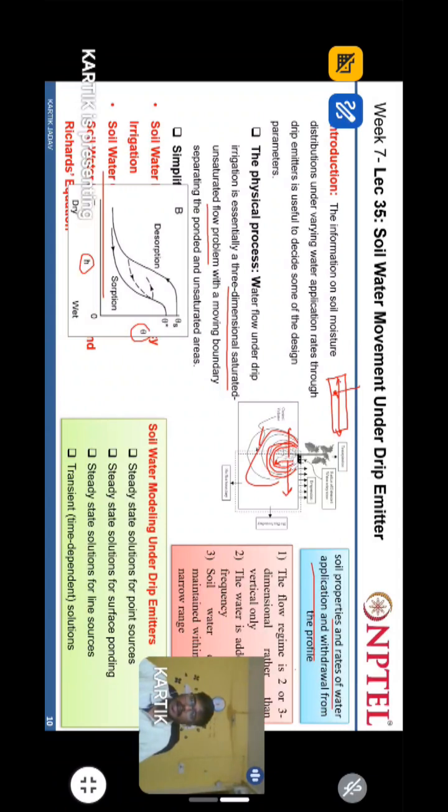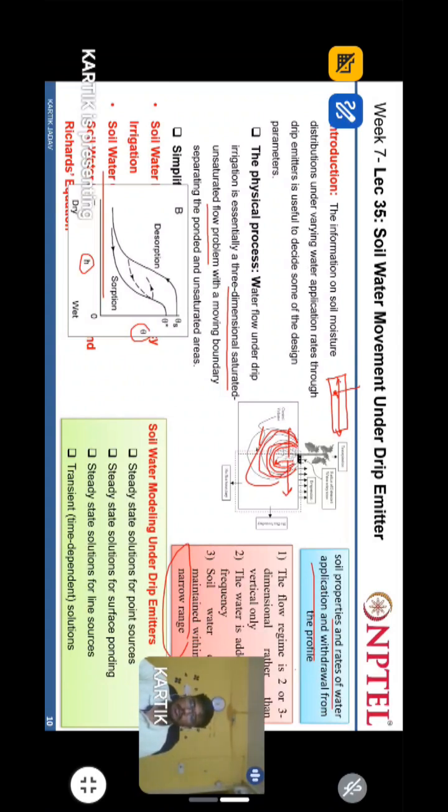The water is added at a high frequency, right? Because we are applying water very frequently, the soil water content is maintained within a relatively narrow range. We are not providing irrigation to the entire field. We are only dealing with the plant roots, right? We are only targeting the plant roots.